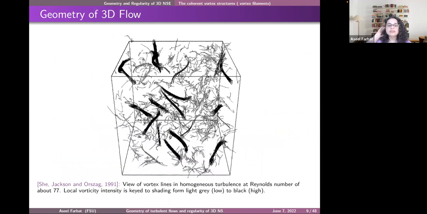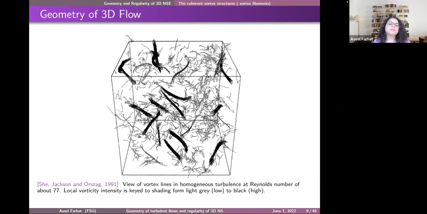And this basically inspired so many computations. I think some of the earliest computations come from the late 80s, but here I'm showing the picture from She, Jackson, and Orszag in 1991. These are computations done for 3D Navier-Stokes in a periodic box. And in this picture, the Reynolds number was only 77.